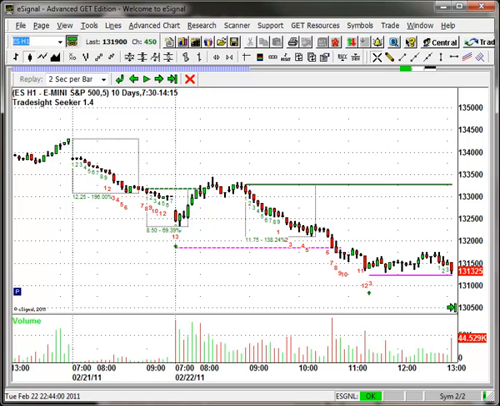But it gives you very high probability turning points in the market where you can get in. And of course, nothing works 100% of the time. So it also gives you a risk line that's relatively small risk for when the trade doesn't play out in your direction. This has been a look at the Tradesight Seeker tool.